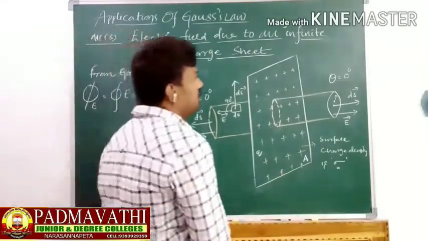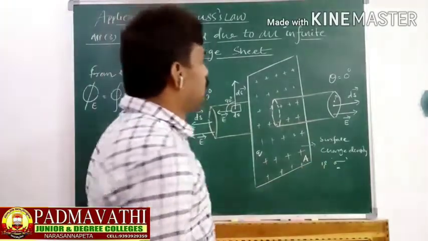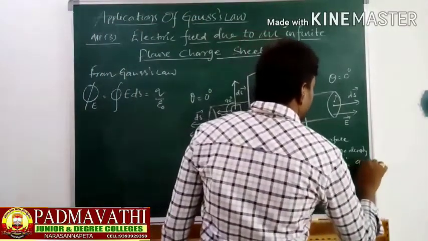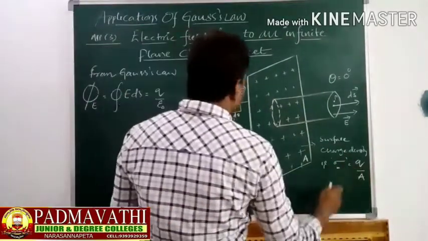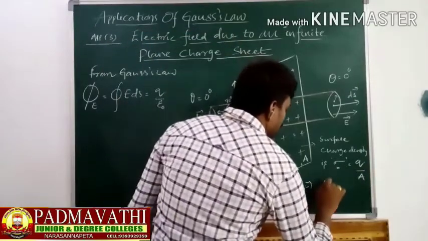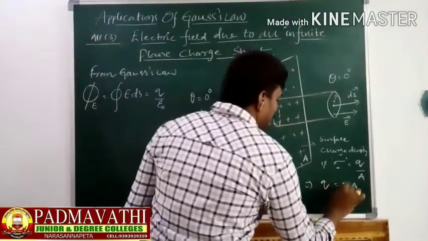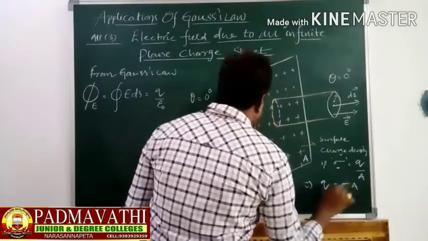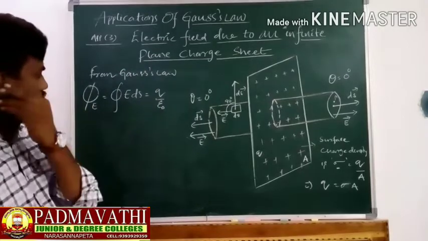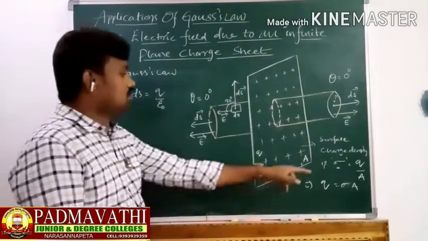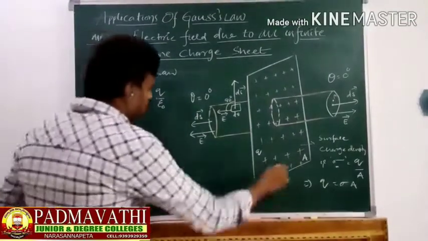What is surface charge density? Already in the previous classes we have defined surface charge density sigma as Q by A. If it is Q by A, Q must be equal to sigma into A. That implies Q must be equal to sigma into A. So let us go with the substitution that Q is equal to sigma A. We can replace this Q with sigma A.